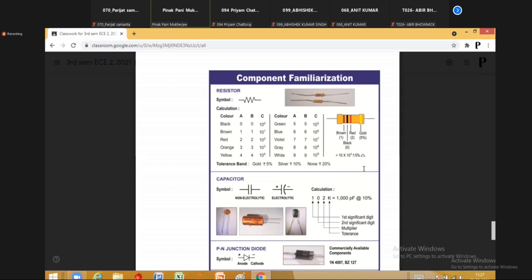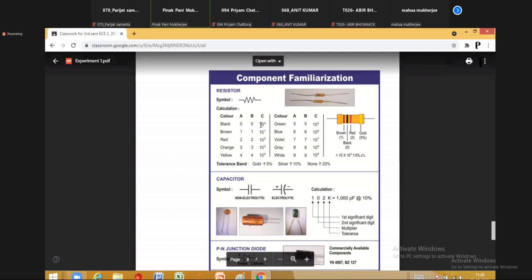So anyone, any question? Yes, sir. So what is A? What is B? What is C? It is the color band. I am calling the first band A, the second band B, and the third band C. It may be first, second, third, as per your choice. That means if black appears at the A band, then the value will be 0. If it appears in the B band, then again it will be 0. But if it appears in the C band, that is the third band, then it will be 10 to the power 0.